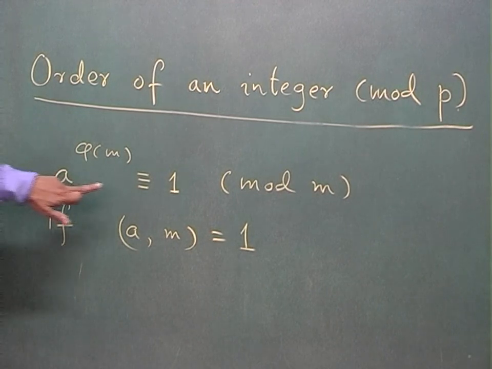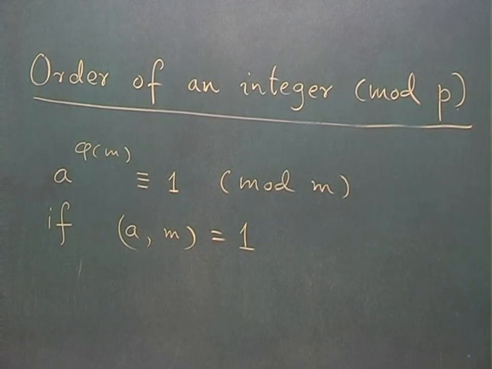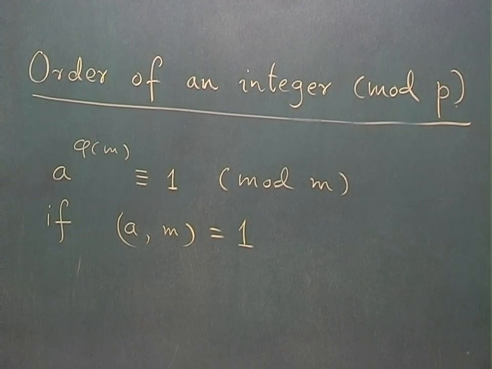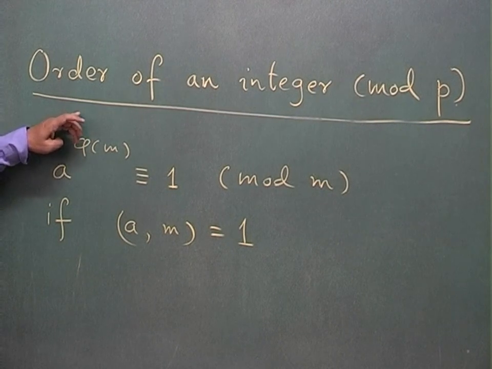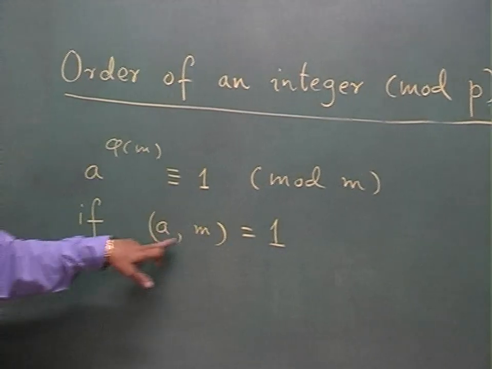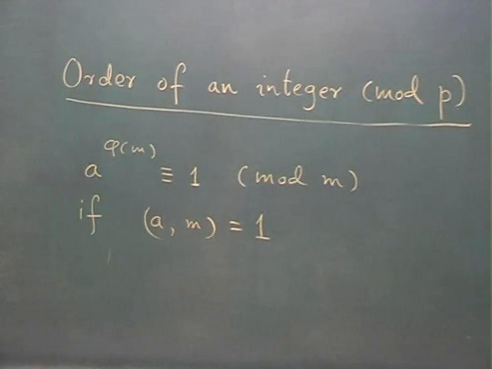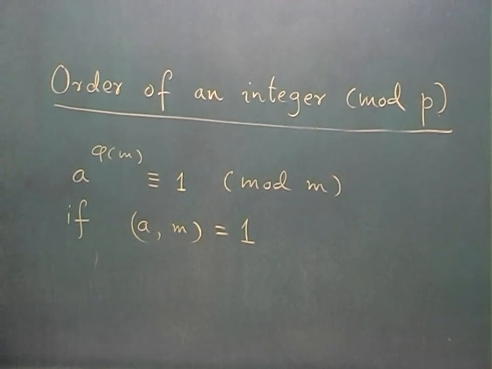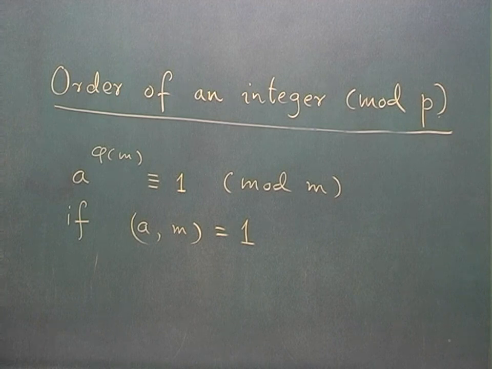So first we will study order mod m, and then we will see in particular what happens if m is a prime number. This phi is the Euler's function. This power of A is 1 provided A and m are co-prime. You can take the smallest positive integer, let us say k, such that A raised to k is congruent to 1 mod m, and such a k is called the order of A mod m.